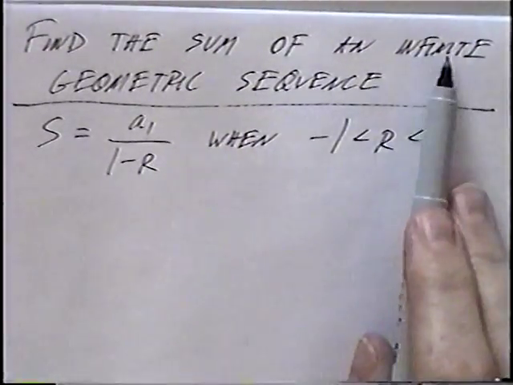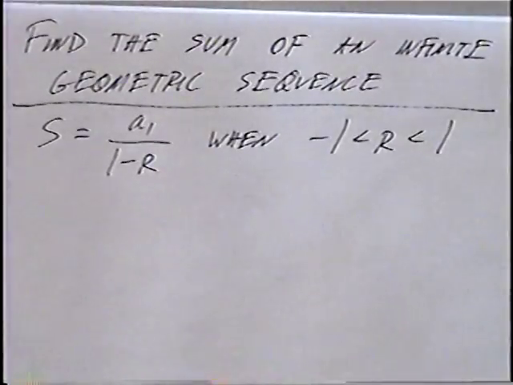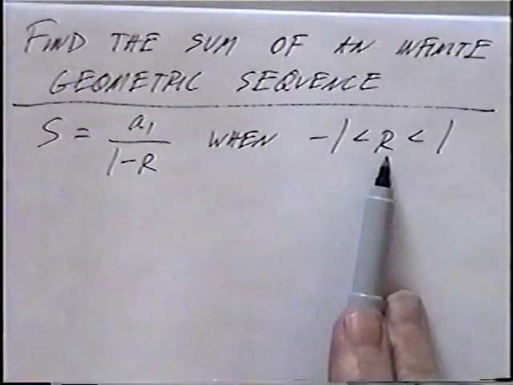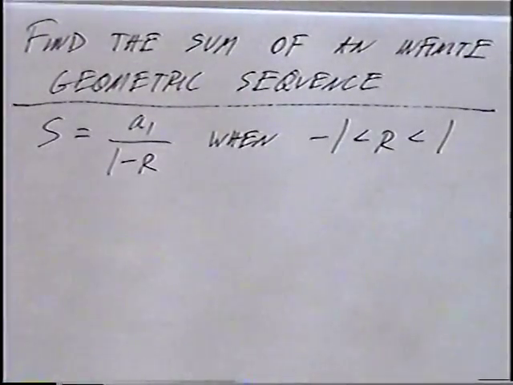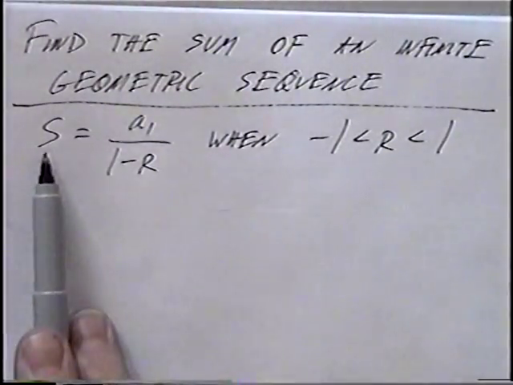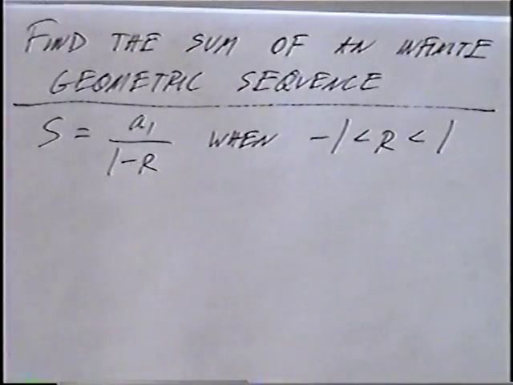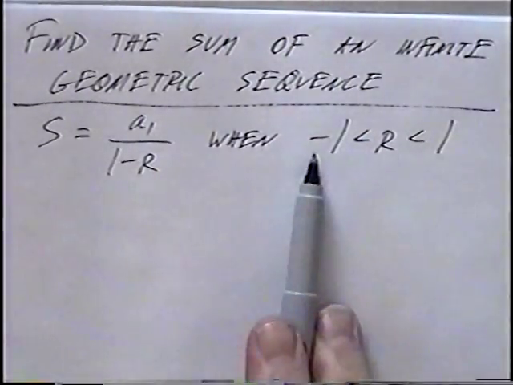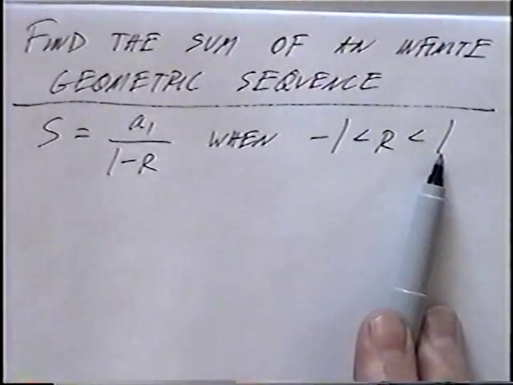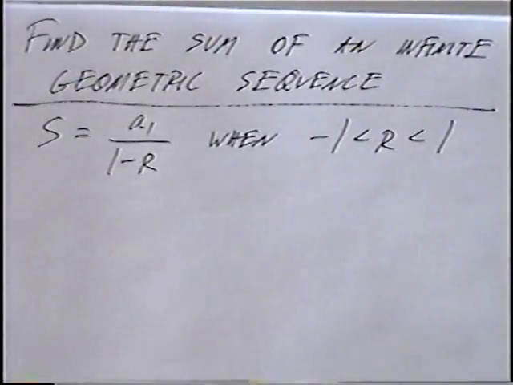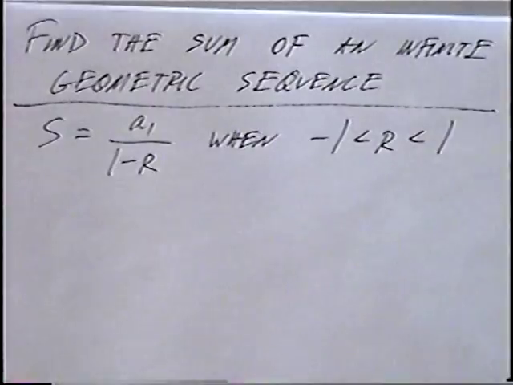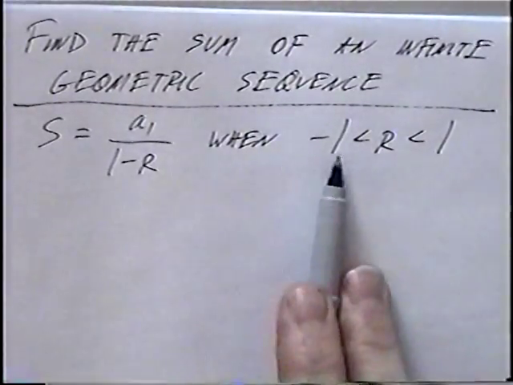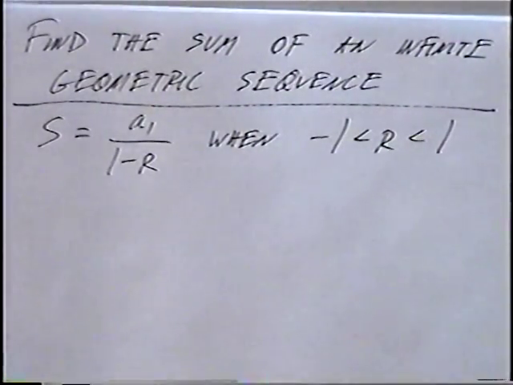For an infinite geometric sequence, which will be a sequence that continues forever, when the rate is between negative 1 and positive 1, the terms keep getting smaller and smaller, so we can approximate the sum of the entire sequence. If r is less than negative 1 or bigger than 1, the terms will continue to get bigger and bigger, and if the terms grow, we cannot approximate the sum. So the rate has to be between negative 1 and positive 1.